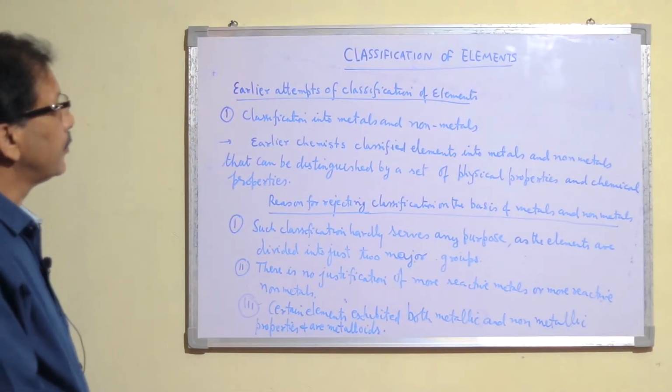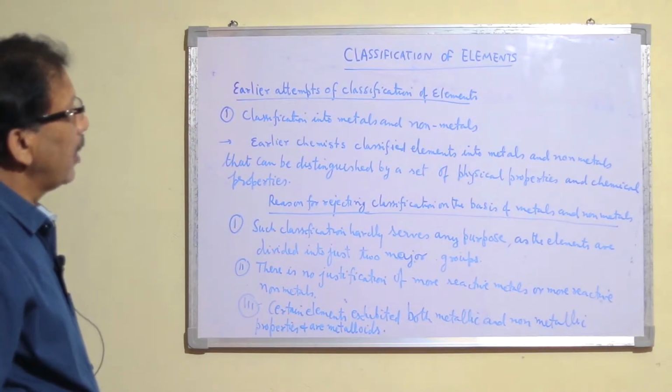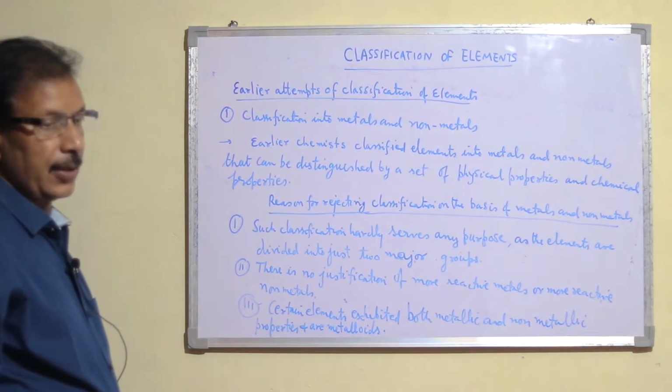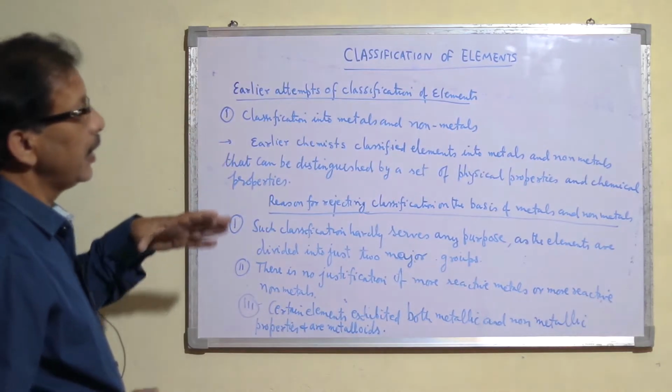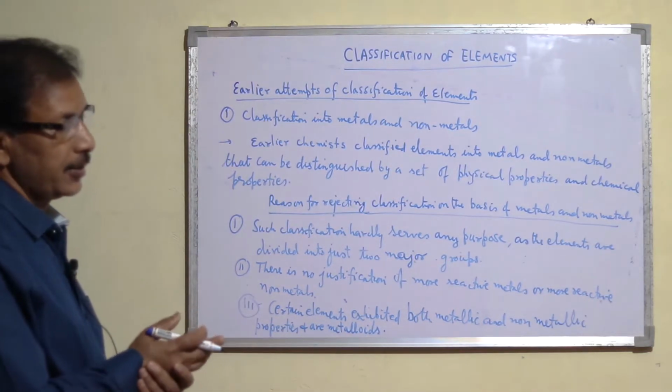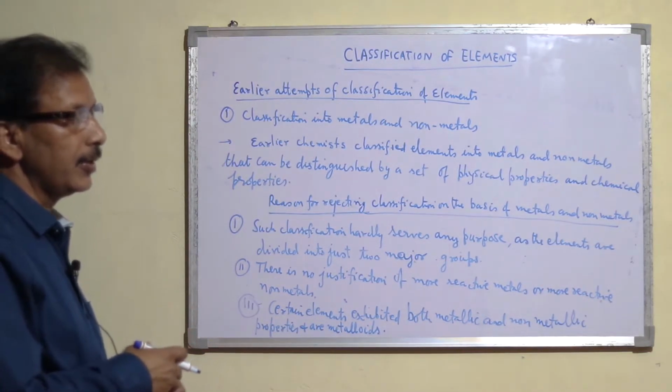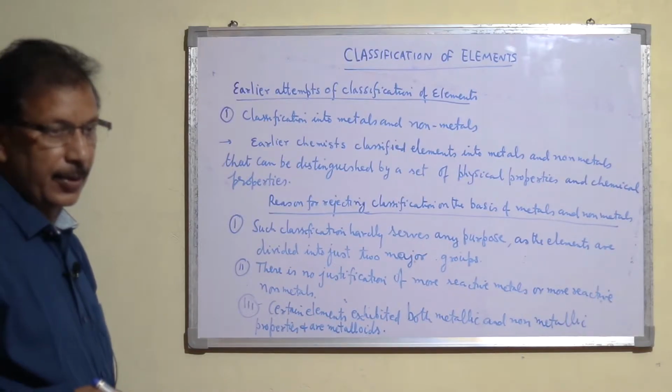Okay, now after the necessity of classification of elements, which I have just explained, the second part is that there were many earlier attempts to classify elements. Now the question arises: how have the scientists classified elements?